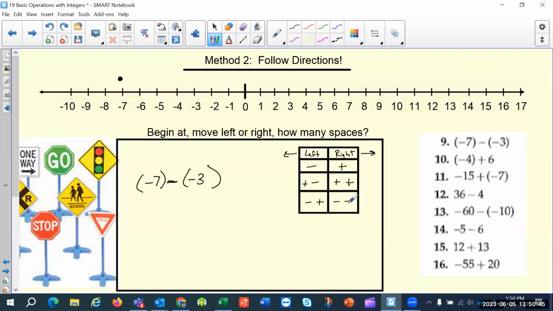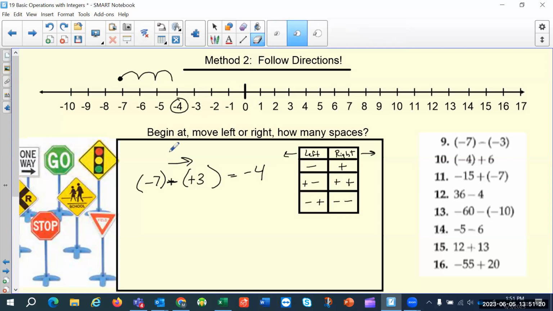We see minus and negative. We know it goes to the right. We know we can change it to plus positive. So we do it. -7 plus +3. We know we're going to go to the right. How many spots are we going to move? 3. That's what that second number tells us. So -7. 1, 2, 3. We end at -4. And that's it. That's our answer. Going to the right of -7 is -4 on the number line.